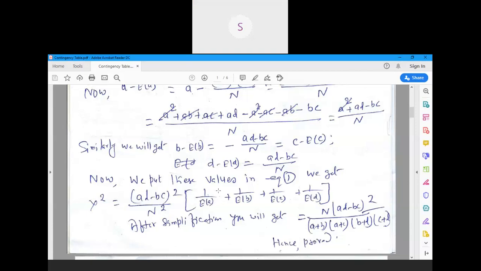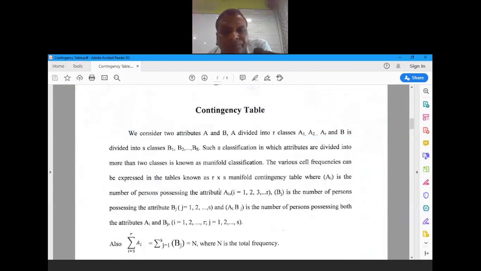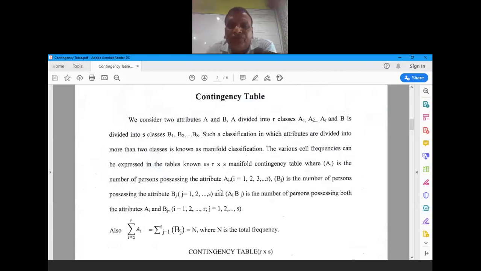Okay. Now we come to the contingency table. So here, suppose A and B are two attributes, remember it. Suppose A is beauty and B is intelligence. So here there are two attributes, beauty and intelligence. It is not necessary that all beautiful individuals are intelligent also, or intelligent individuals are beautiful also. That's why we come to the contingency table.